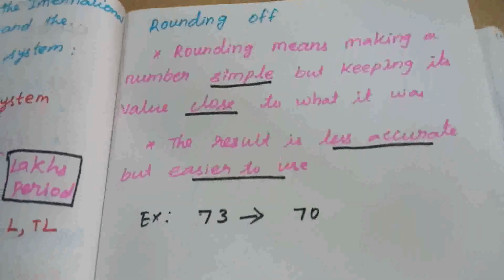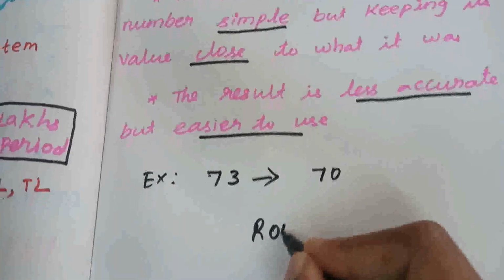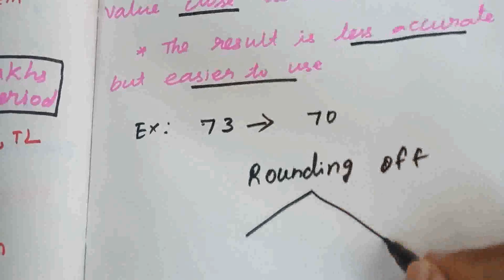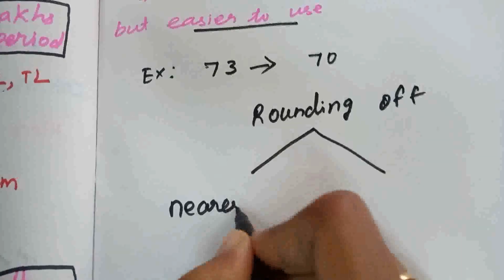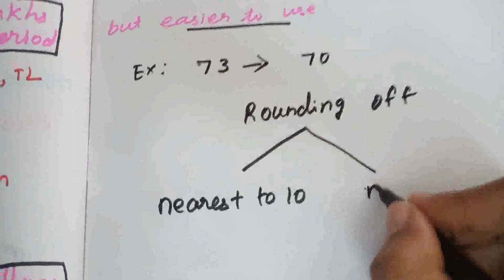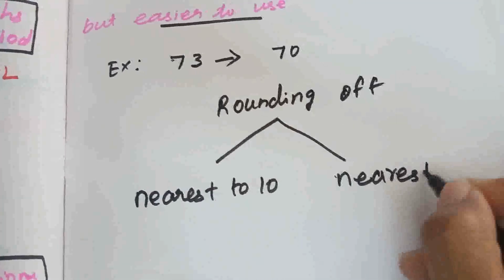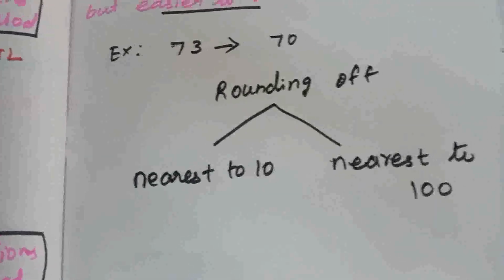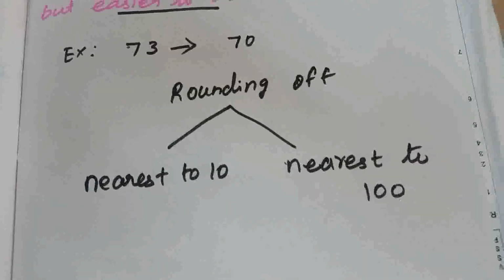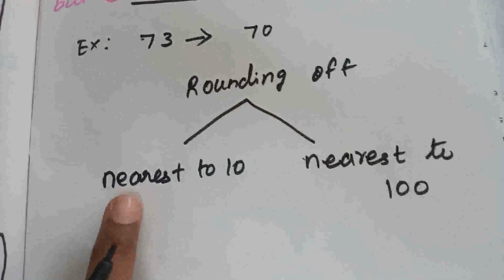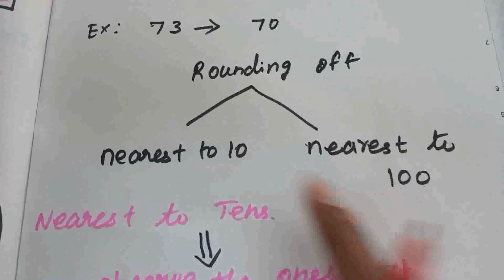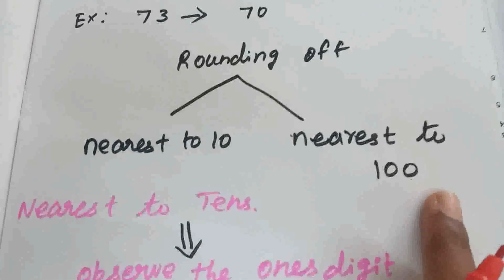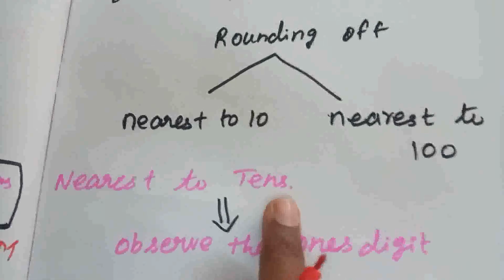Okay, now we have to see that in rounding off we have two methods, I mean two ways. One is nearest to tens. Next one is nearest to 100. Each way has some conditions. Conditions means a rule. Now we have to see the rules of the nearest to tens. See, in rounding off we have two methods: one is the nearest to tens, another one is the nearest to 100. Now we have to see the nearest to tens.